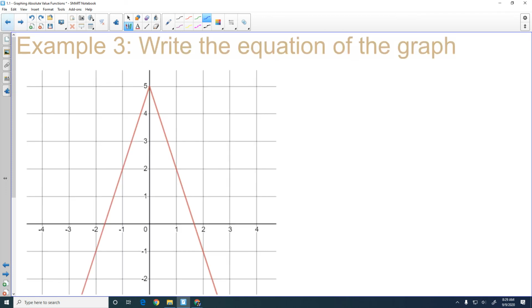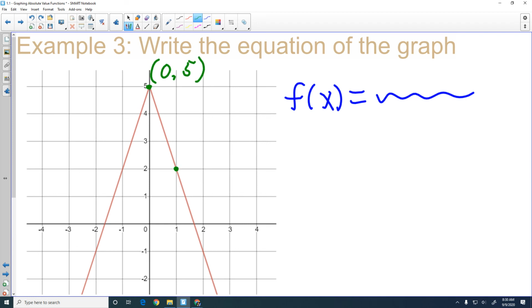So, example 3. I've got a graph on here of this absolute value function. And your job is to write that entire equation. So write that whole f of x equals, then you're going to write the rest of it. So go ahead and sketch the quick graph. Here's the important points. I'll plot those for you. So you've got a vertex up here at 0, 5.